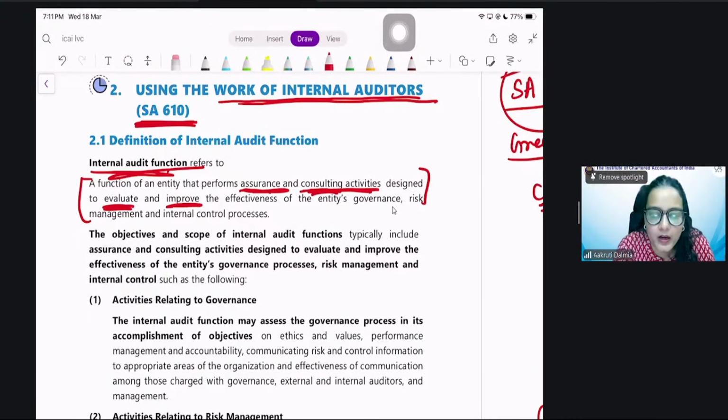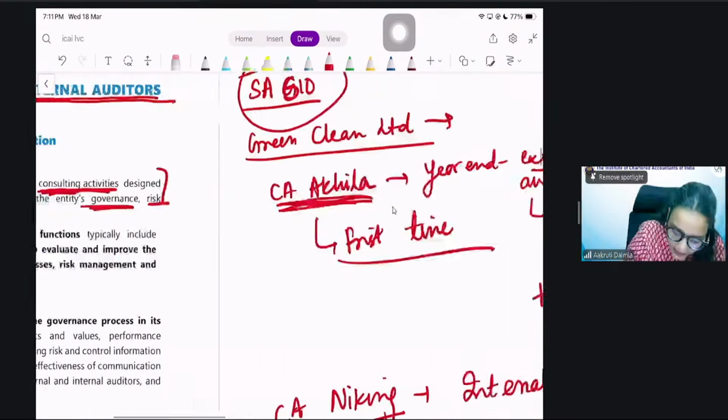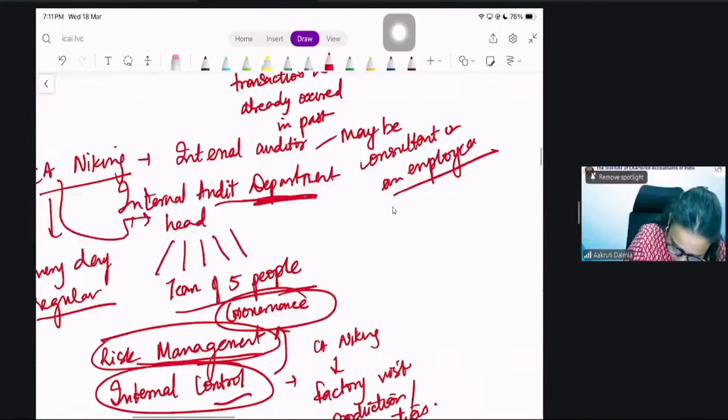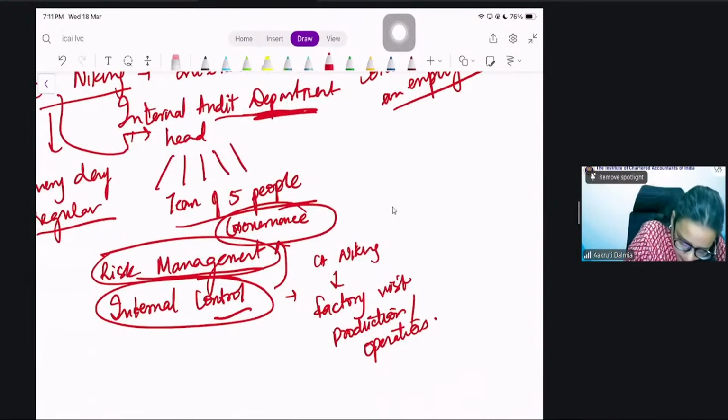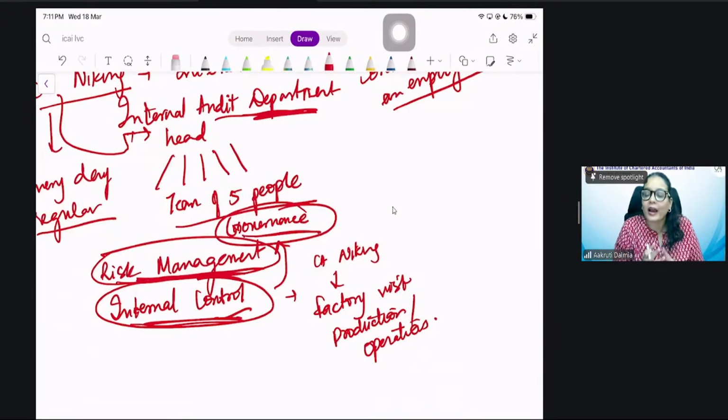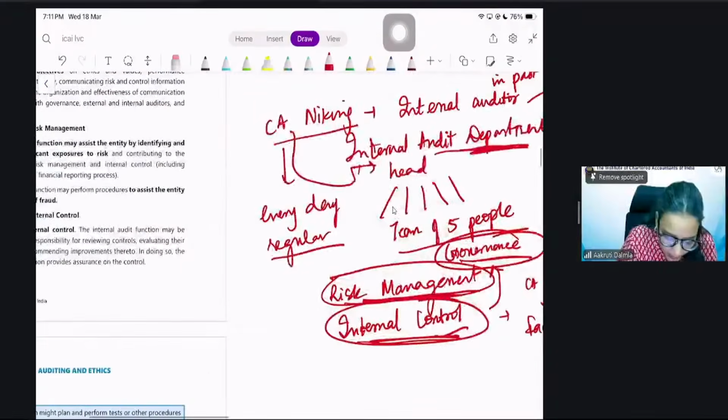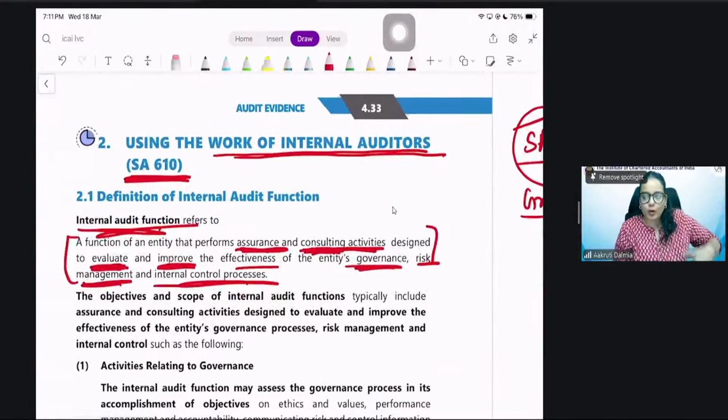No. But in internal audit, you don't just do assurance. You do consulting. Why do you do that? So that you can evaluate and you can improve the effectiveness of entity's governance, risk management, and internal control. Where did I teach you this part? Here. The internal auditor improves internal control, risk management, and governance. All these three areas are evaluated and improved by internal auditor. So now I hope you can remember it. So internal audit function's job is to give assurance and consultancy. Why? So that you can evaluate and improve the entity's governance, risk management, and internal control process.